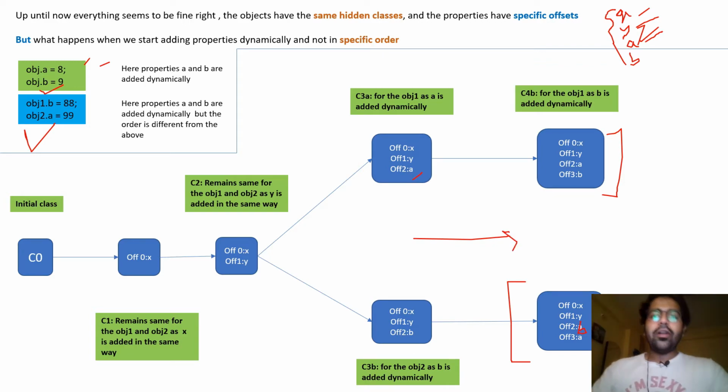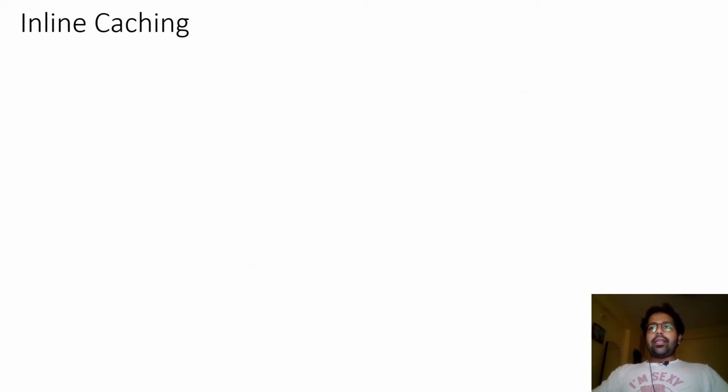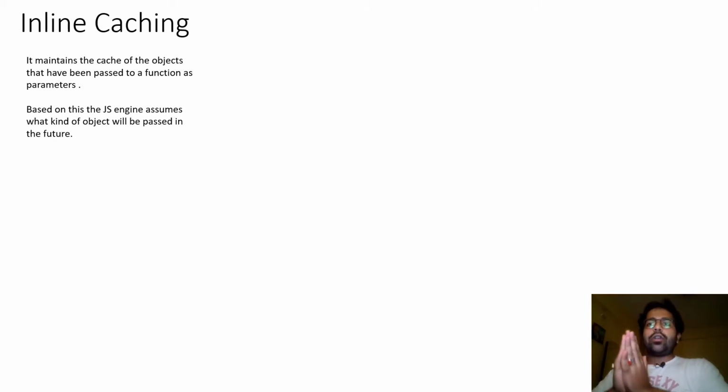Okay, now we'll understand what inline caches are. Why did we understand hidden classes, and why is it important? We'll understand it from the inline caches. So the inline cache maintains the cache of the objects that have been provided as parameters into a function. Based on this, the JS engine assumes what kind of objects will be passed into that function.